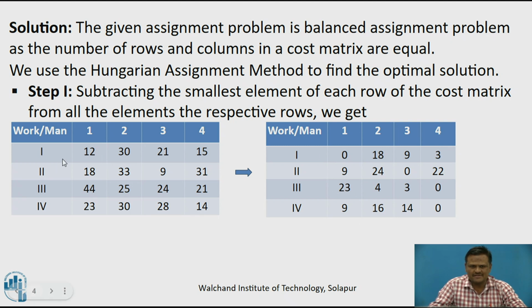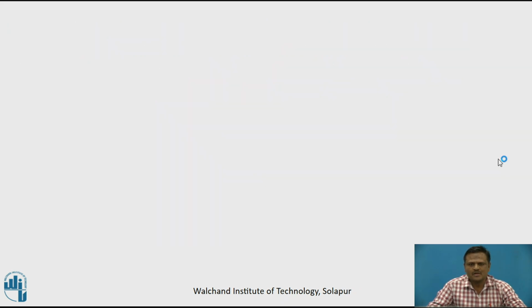You can see 12 is subtracted from all the elements of the first row, that is 12 minus 12 is 0, 30 minus 12 is 18, 21 minus 12 is 9, 15 minus 12 is 3. Like this, the same thing is applied to all the rows, and then we got this particular matrix. You can do the calculations on your own as well, because all these calculations are very simple to deal with. Now we need to work on this resulting matrix in step number 2.